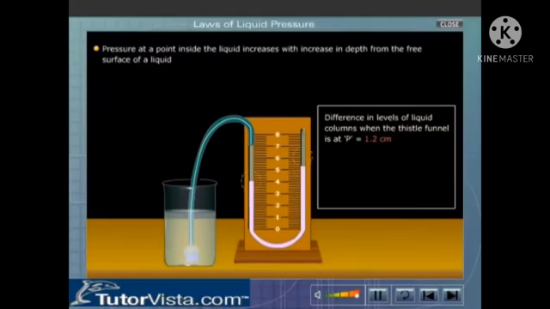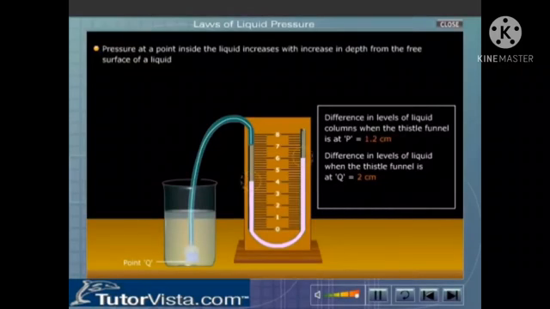Now lower the thistle funnel to a point Q. Again record the difference in levels of liquid columns in the U-tube. This difference is equivalent to the pressure exerted by water at the point Q.